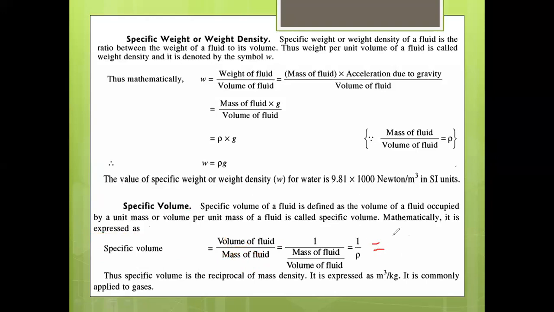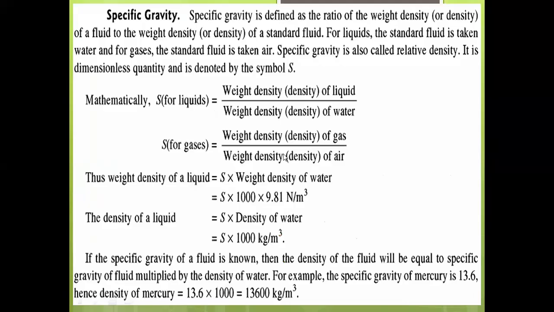The unit will be the reciprocal of mass density. That is, mass density has the unit kg per meter cube. Here, the volume will be measured in meter cube, and mass will be measured in kg. So meter cube per kg will be the unit for this specific volume, right? So this was the third property we have seen here, and next one is the specific gravity.